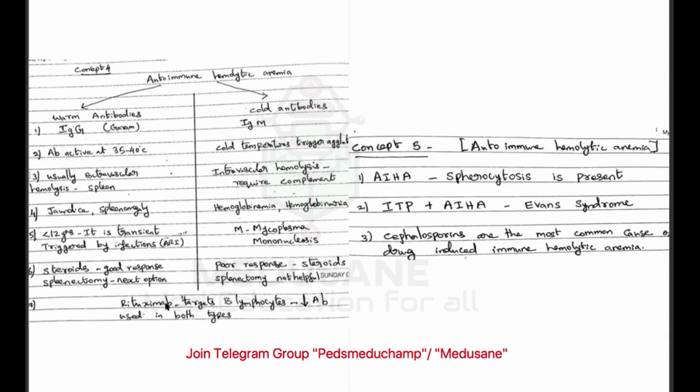Okay, rituximab, because rituximab targets the B lymphocytes, reduces the antibodies, be it IgG or IgM, both are reduced. It targets the B lymphocytes as a whole, and the antibody is going to reduce. So it is used in both the types. So rituximab can be used in both the types.